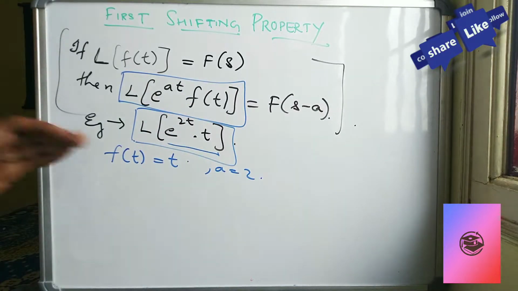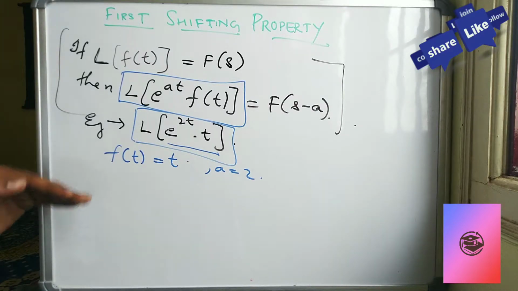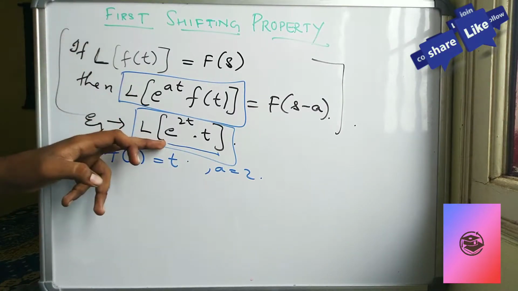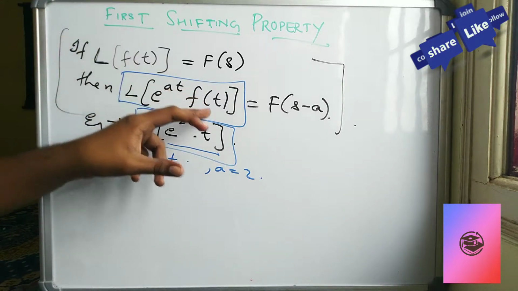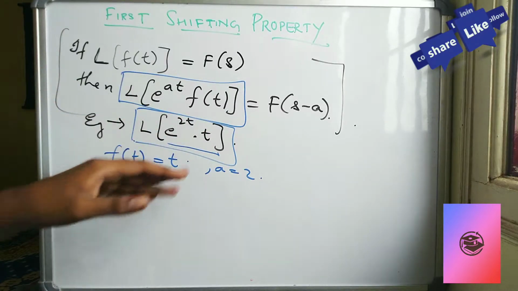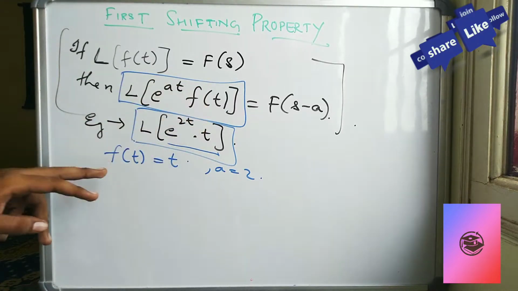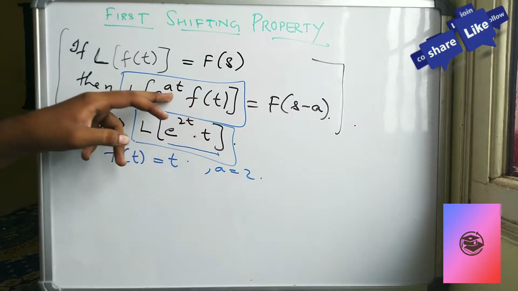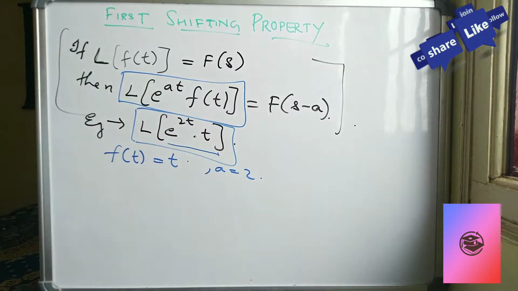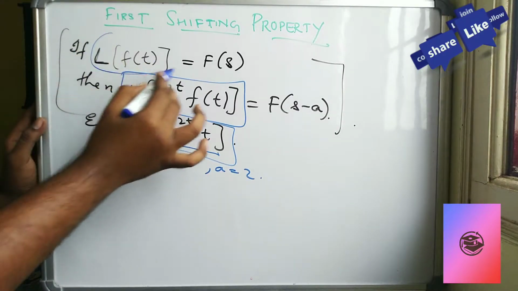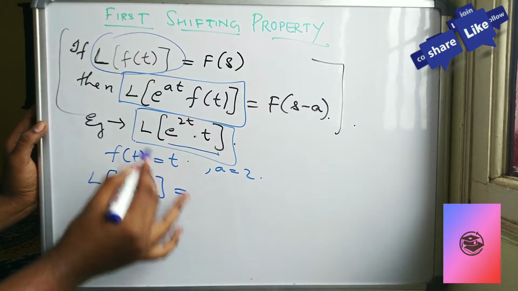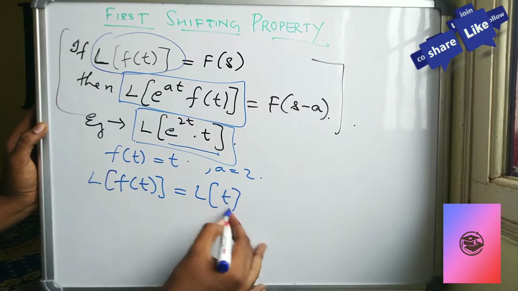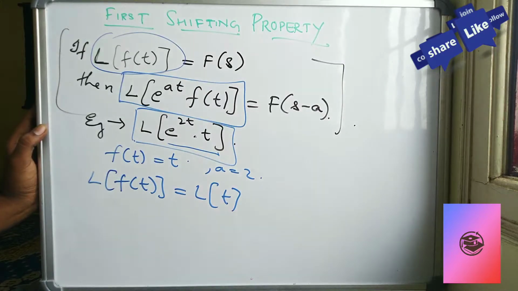First thing you have to remember is that you have to compare this and this, not this and this. So Laplace transform of e power at f of t, you have to compare this term. When you compare, you will get f of t equal to t, and a equal to 2. Now first you have to find the Laplace transform of f of t. Now f of t is t. Now Laplace transform of t is nothing but what?